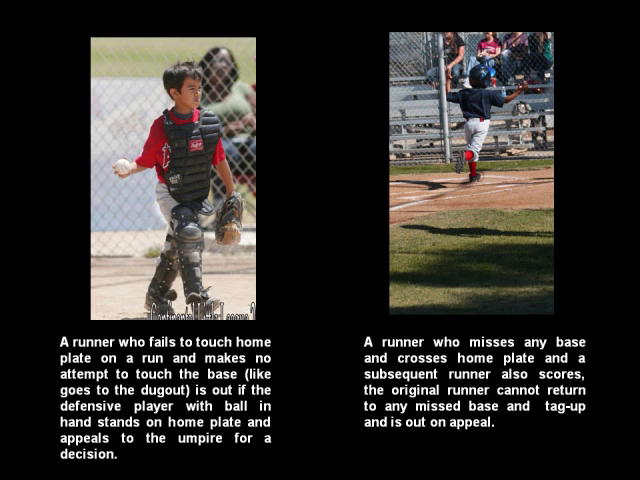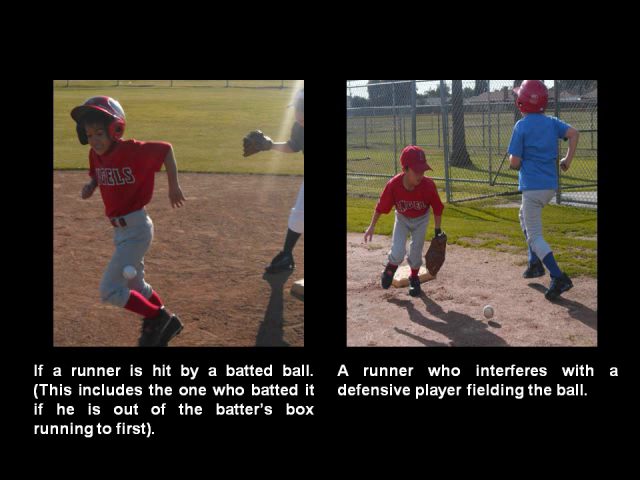A runner who misses any base and crosses home plate, and a subsequent runner also scores, cannot go back and touch bases and is out. If a runner is hit by a batted ball, he is out. We've already discussed that. And a runner who interferes with a defensive player fielding the ball is out. And so those are two ways for a runner to be put out.